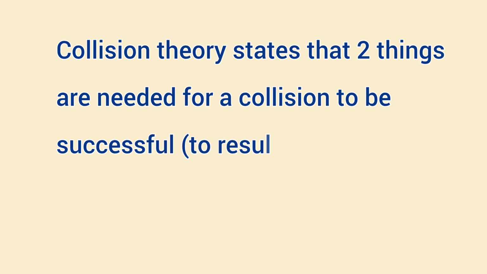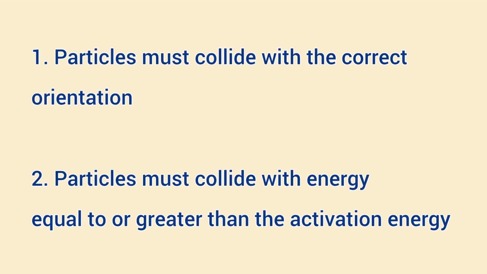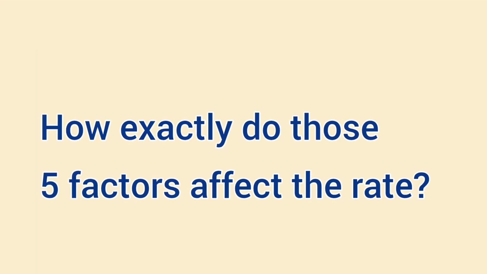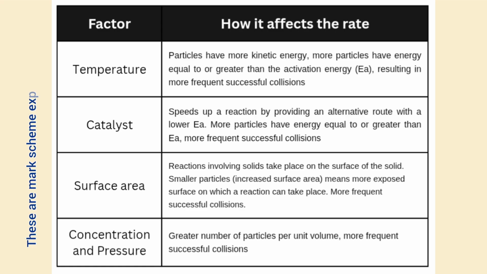Collision theory states that 2 things are needed for a collision to be successful, one that results in a reaction. Firstly, the particles must collide with the correct orientation. So the 2 reactive parts must collide rather than something just bouncing off the end of a molecule. And the second is that the particles must have energy equal to or greater than the activation energy for that reaction. So bearing this in mind, how exactly do those 5 factors affect the rate? This table shown here explains just that.